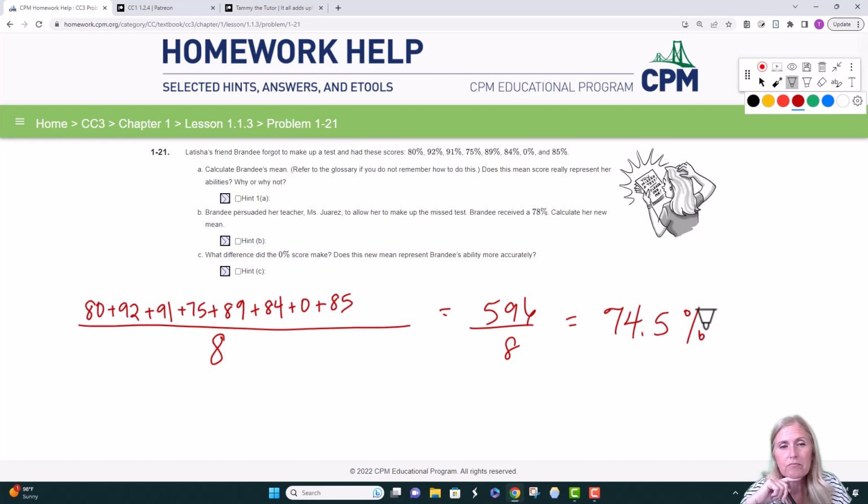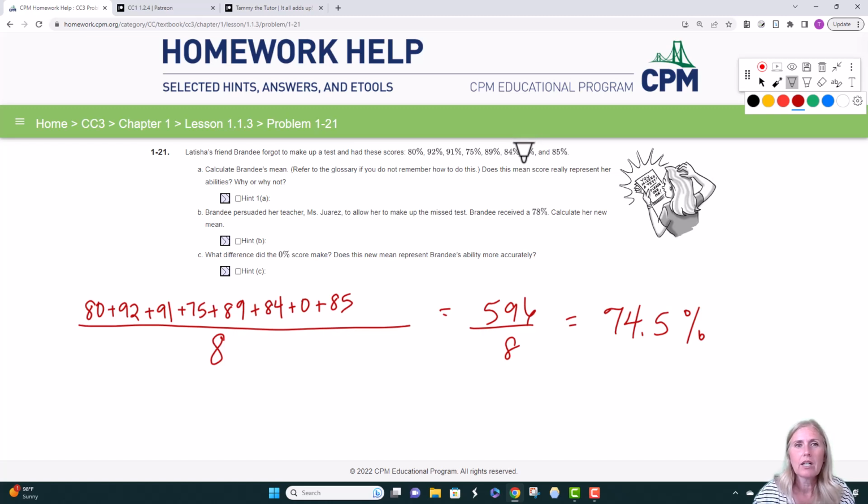Do you notice they said, does this mean score really represent her abilities? Why or why not? Okay, let's think about it logically. Look at her scores. She's got 80, 89, 84, 85. She's got a 92 and a 91. Those are pretty high scores. I mean, she did get a 75, but that's just a 75. Mostly she's getting 80s and even into some 90s. So you're saying her average score that she makes when she takes a test is a 74.5? That doesn't really make sense, right? And it's because that 0 brought her average way down.